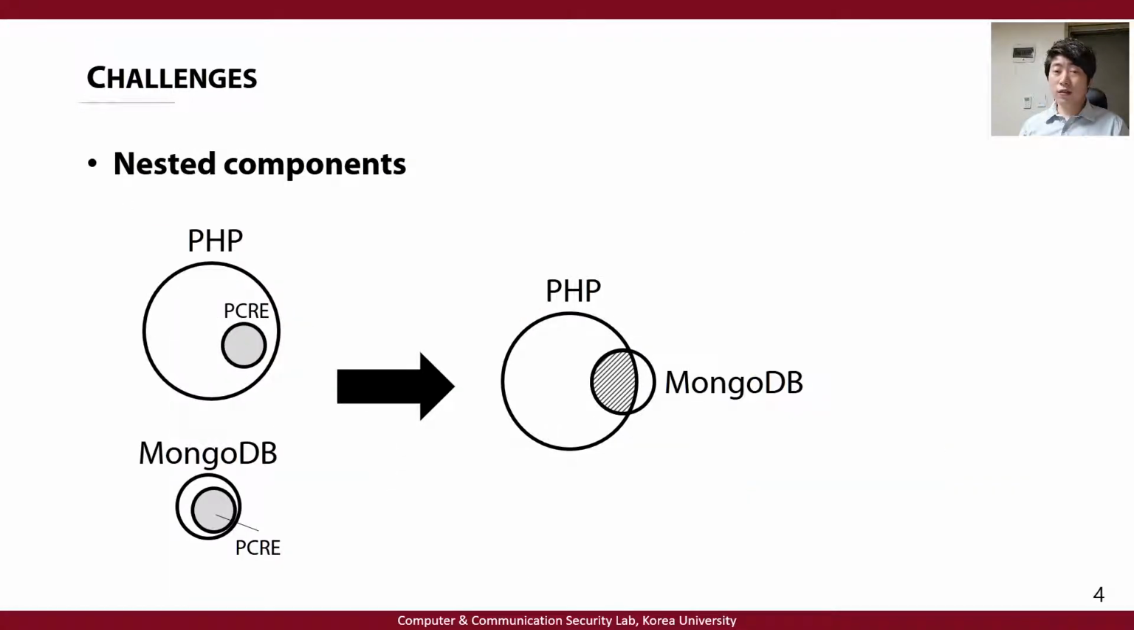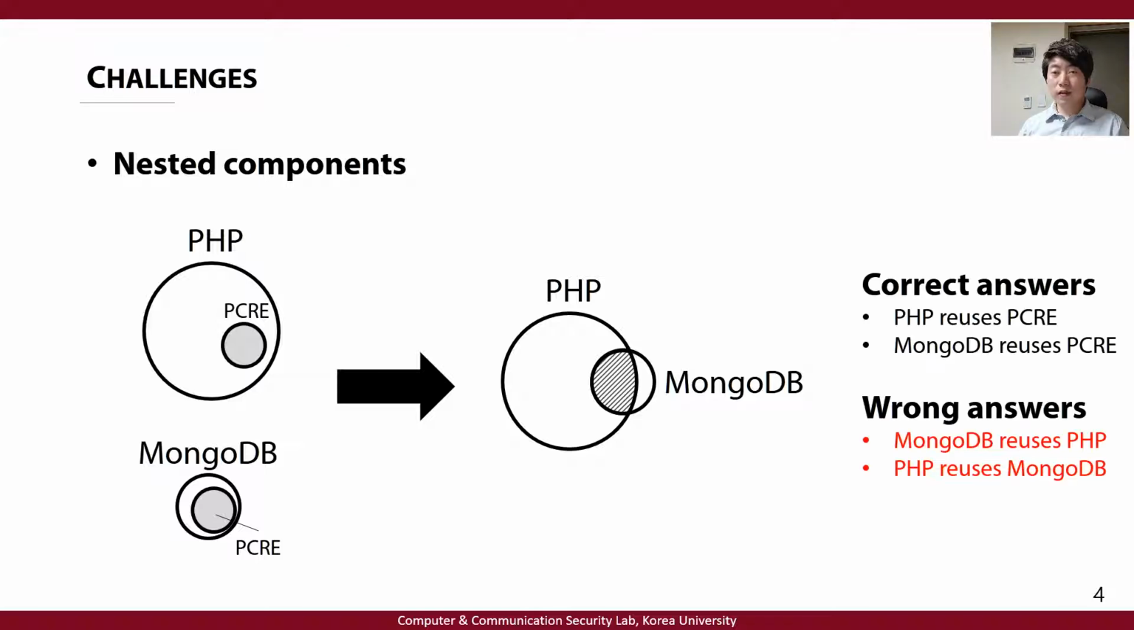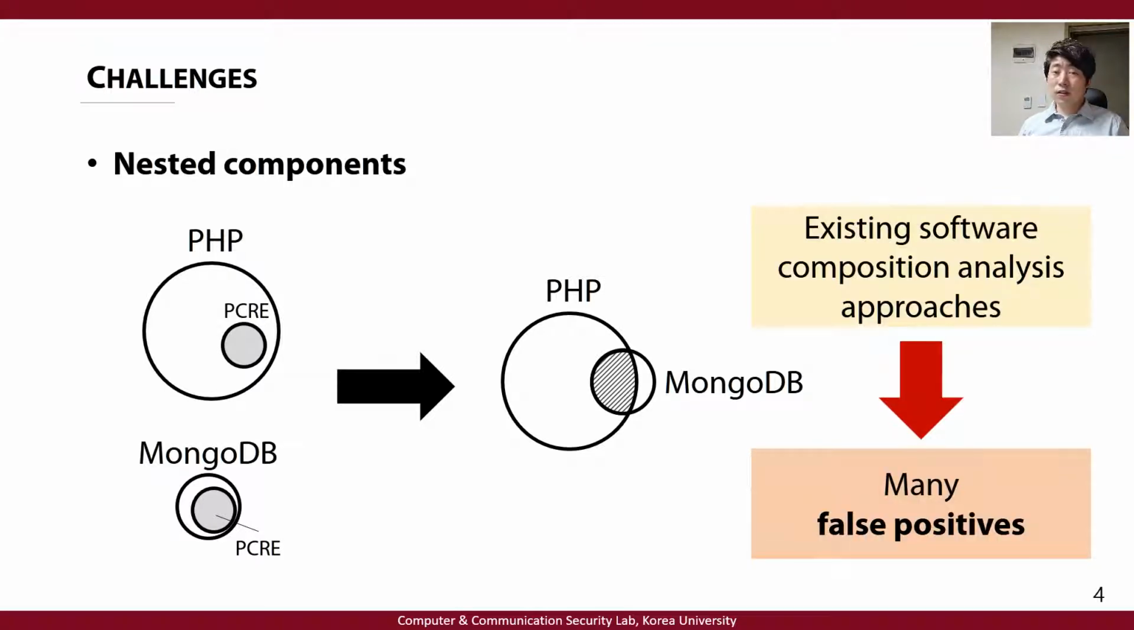And the second challenge is nested components. For example, both PHP and MongoDB reuse the PCRE library. In this case, there is a common code part between PHP and MongoDB due to the PCRE's codebase. Obviously, MongoDB does not reuse the entire PHP, but it only reuses PCRE in this case. However, most existing software composition analysis approaches misinterpreted that MongoDB reuses the entire PHP or vice versa. In other words, existing approaches yield many false positives due to the nested components.